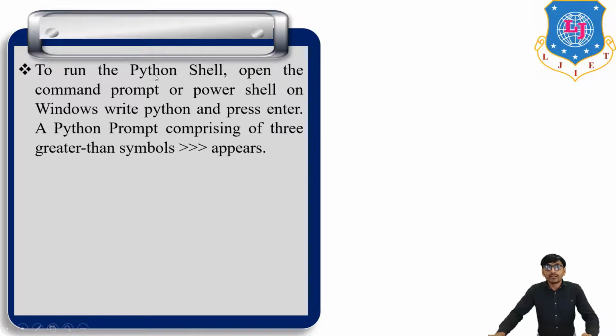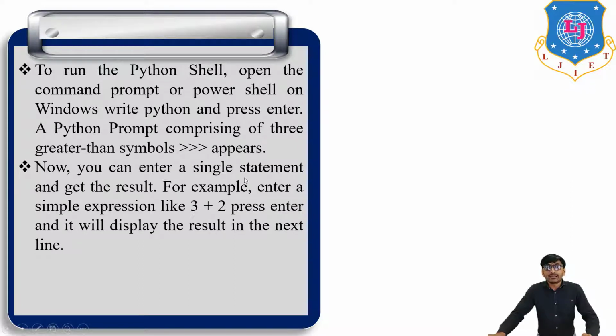To run the Python shell, open the command prompt or PowerShell on Windows, write python and press enter. Now you can enter a single statement and get the result. For example, enter a simple expression like 3 plus 2. Press enter and it will display the result.